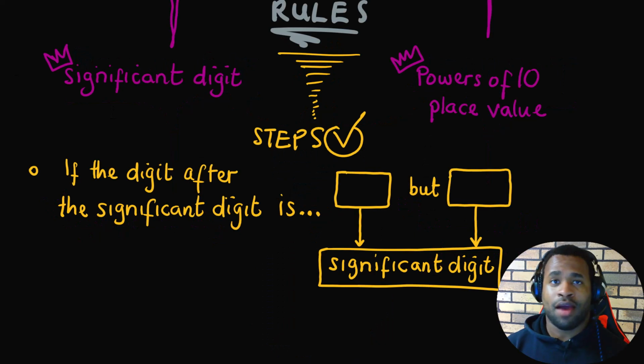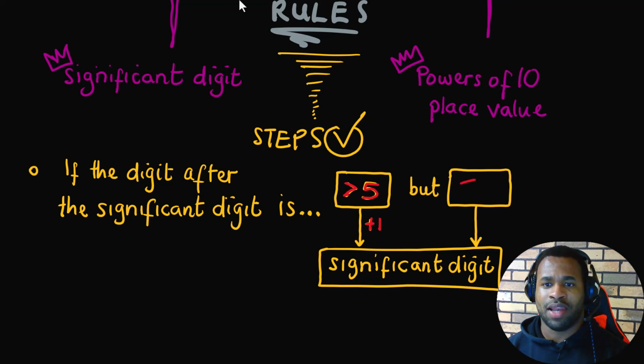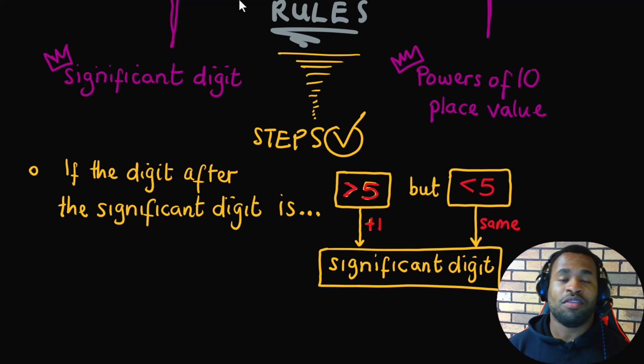in a number. Now the first step is the following: if the digit after the significant digit is, in this case, greater than 5, then the significant digit is going to increase by 1. However, when the digit after the significant digit is less than 5, it means that our significant digit will remain the same. So this is the first rule to keep in mind in terms of getting to our rounding off, or sometimes in this case to the nearest.